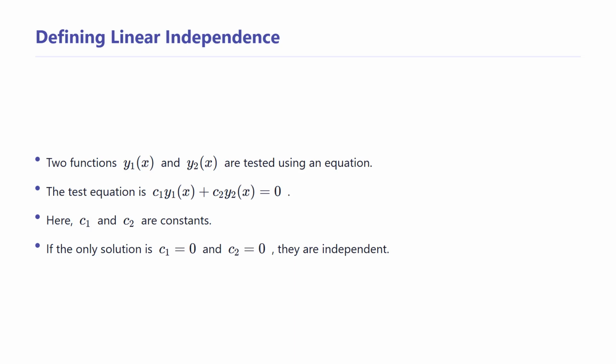If the absolute only way to balance this equation is to set both constants exactly to 0, then the functions are linearly independent. This means neither function can be built by simply scaling or stretching the other one.